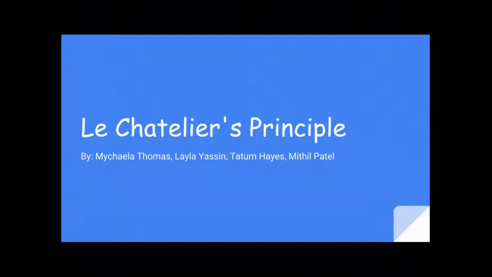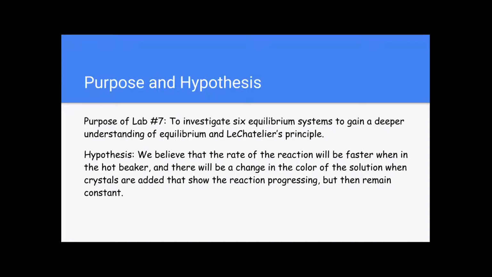This is our lab on Le Chatelier's principle. The purpose of Lab 7 was to investigate 6 equilibrium systems to gain a deeper understanding of equilibrium in Le Chatelier's principle. Our hypothesis was that we believe the rate of the reaction will be faster in the hot beaker, and there will be a change in the color of the solution when crystals are added that shows the reaction progressing, but then remains constant.